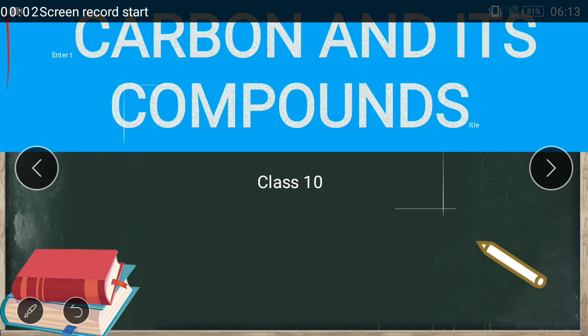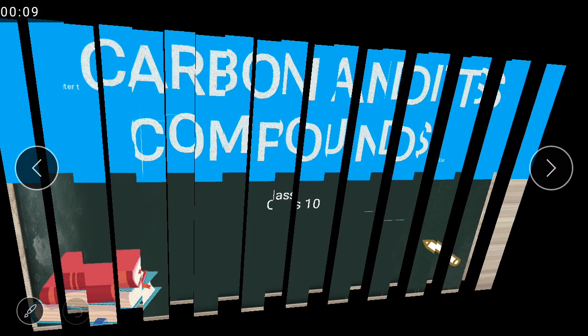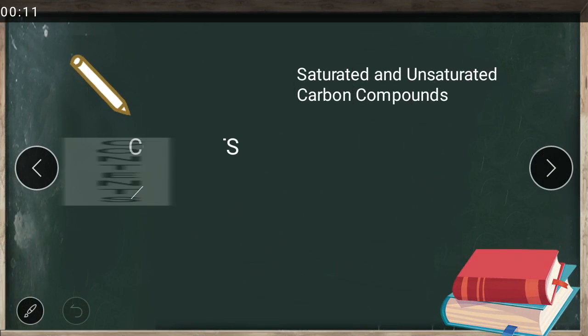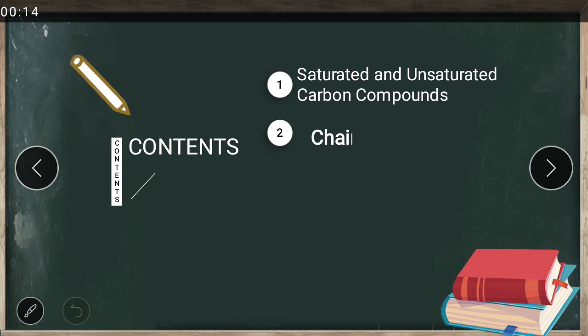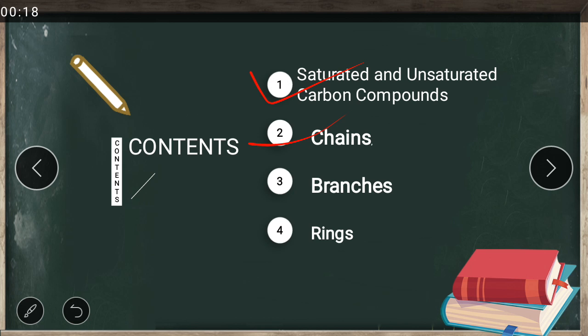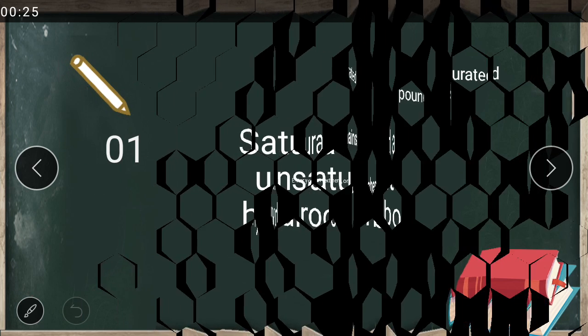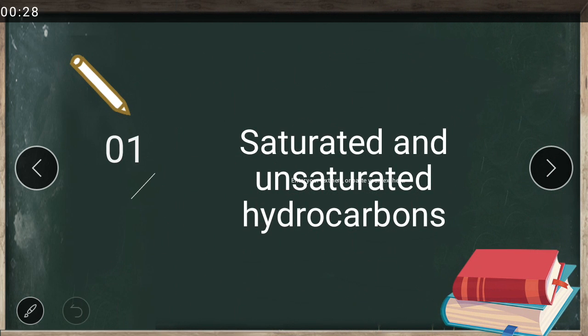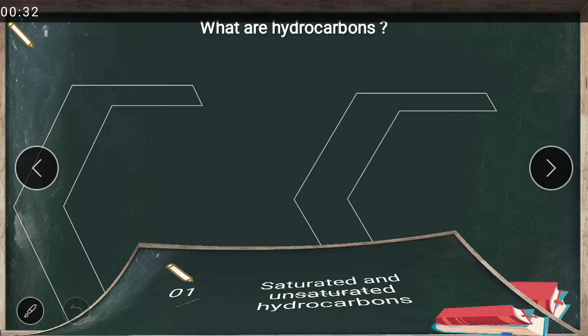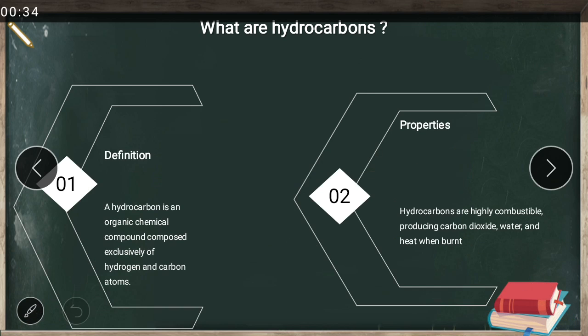Okay, today we are going to discuss the remaining parts of the chapter carbon and its compounds. Today our main focus will be saturated and unsaturated carbon compounds, chain hydrocarbons, branch hydrocarbons, and ring hydrocarbons. At first, we are going to discuss saturated and unsaturated hydrocarbons. Now, the question may arise: what are hydrocarbons?